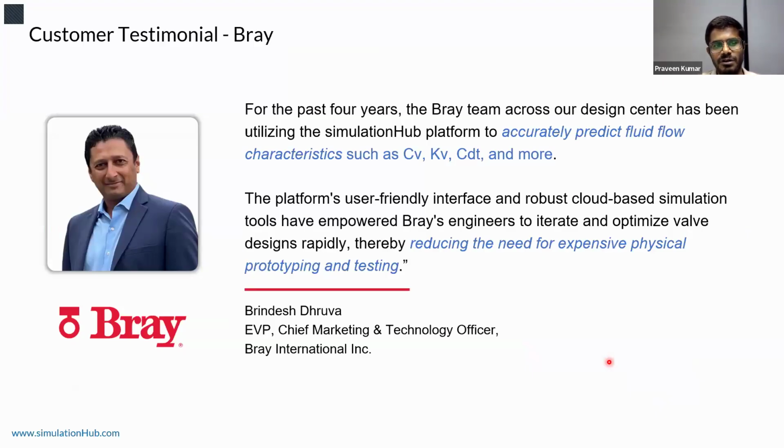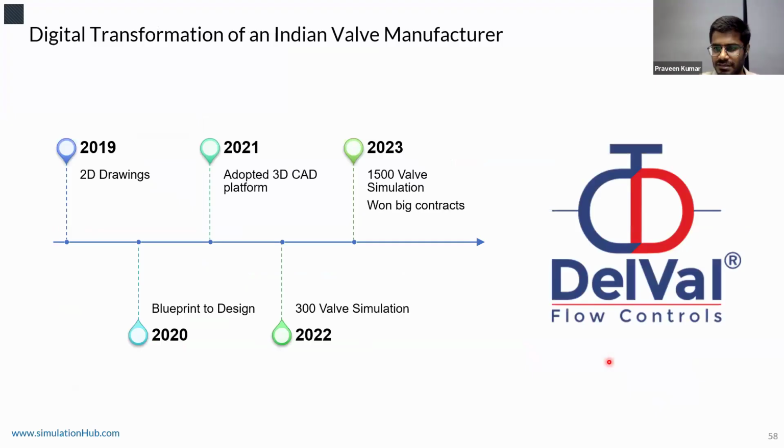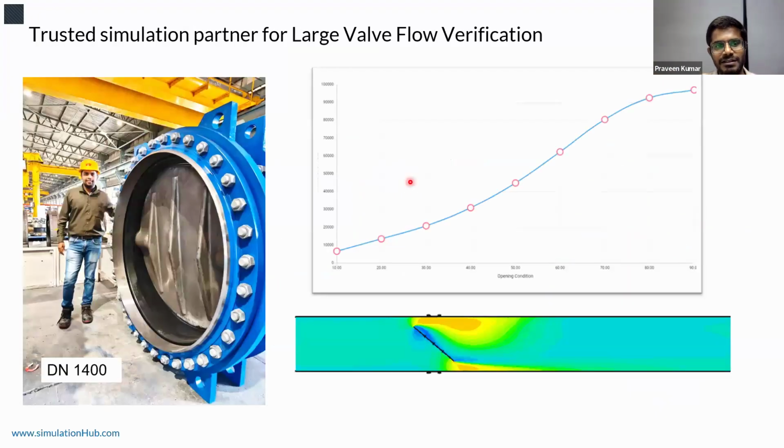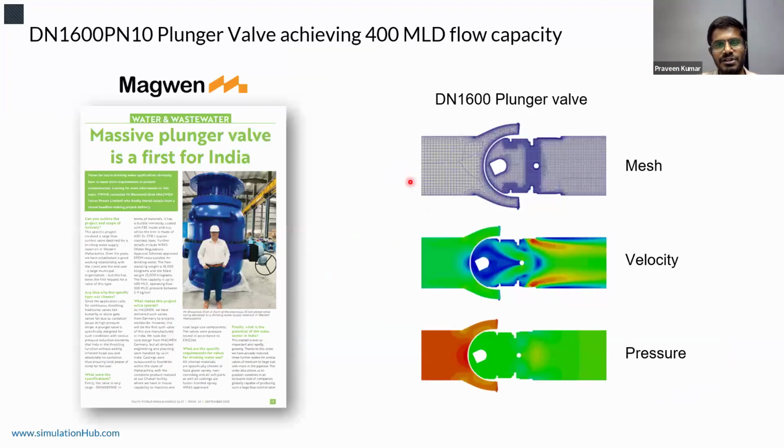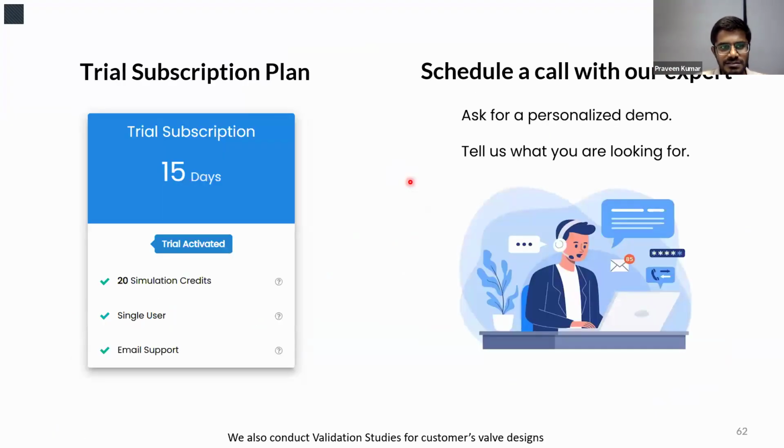So these are some kind words from Brindesh. Again, there are different success stories, like Delval, and how they transformed from 300 valve simulations to 1500. Now they have even crossed this, and they have simulated large size valves and quickly do optimization. Another case study, another success story, is Magwen, who delivered large size plunger valves, and we are the simulation partner.